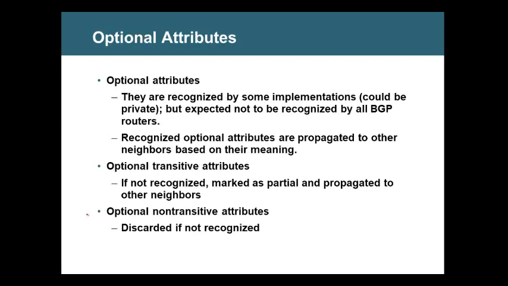Now, optional attribute, as I said, only some know about this attribute. If it is not recognized, it is still accepted as a partial update and propagated to other neighbors. Those are optional transitive because it is propagating, transitive. If it discards when it is not recognized, then it is optional non-transitive.